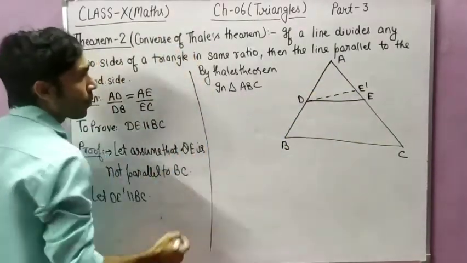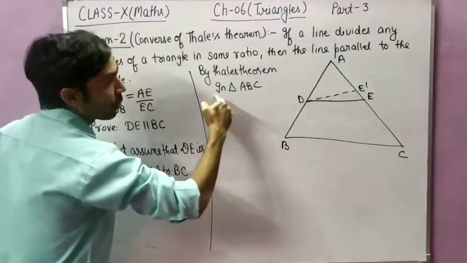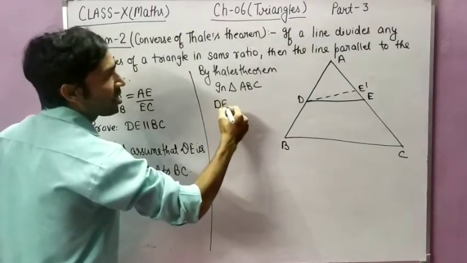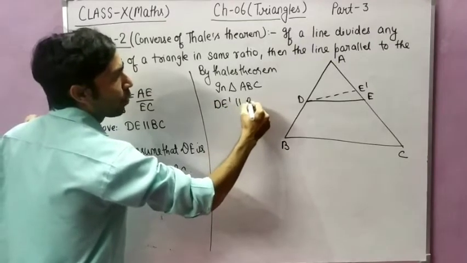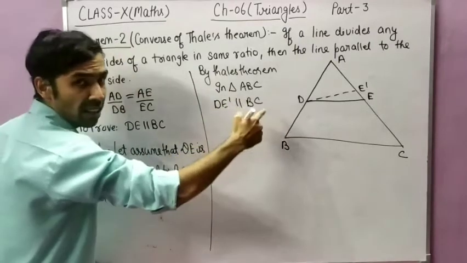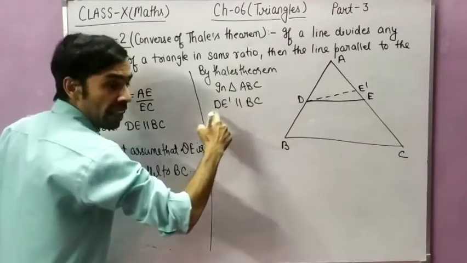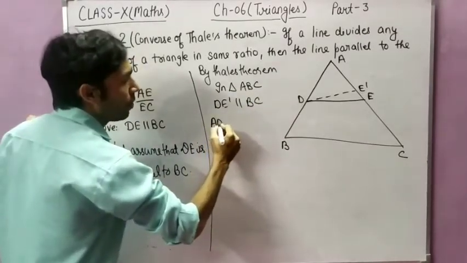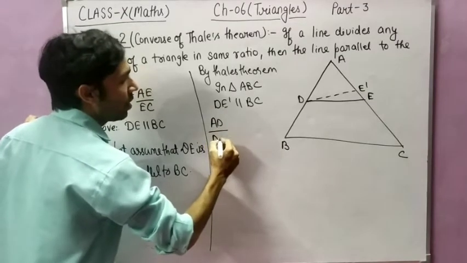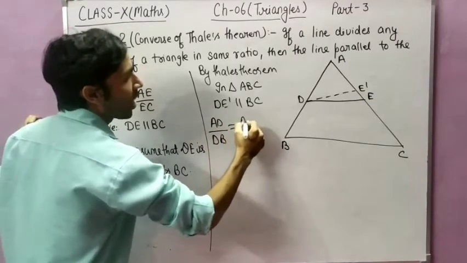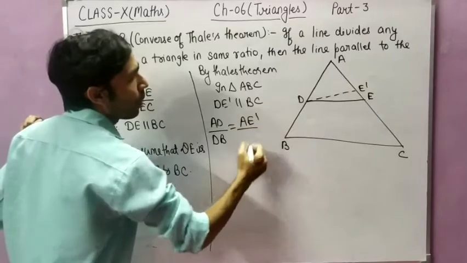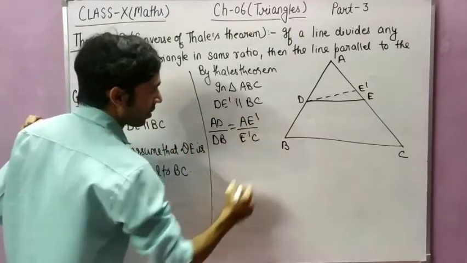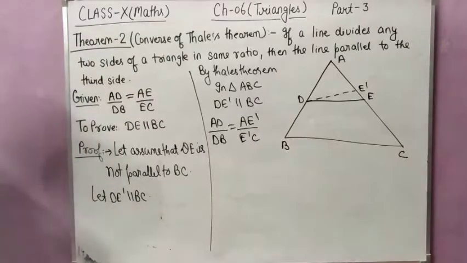Okay, so what you will do, by Thales theorem in triangle ABC, because DE dash is parallel to BC, so we can write AD upon DB will be equal to AE dash upon E dash C. ठीक है, E dash C.